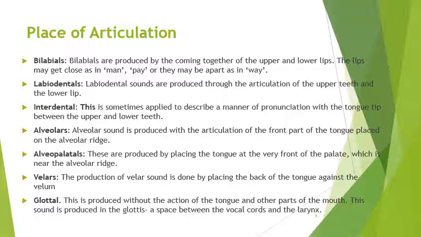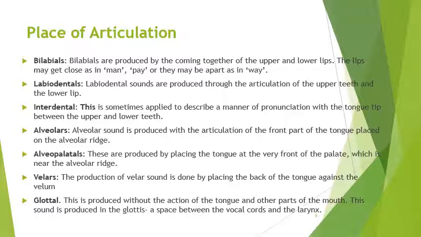Alveopalatals are produced by placing the tongue at the very point of the palate, which is near the alveolar ridge. We produce sounds like sh as in shoe, zh as in measure, ch as in chew, and j as in Jew.